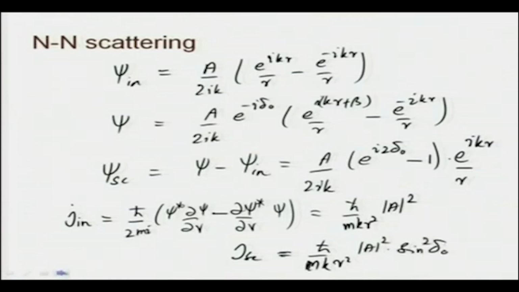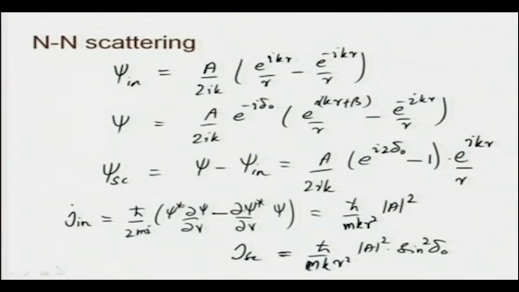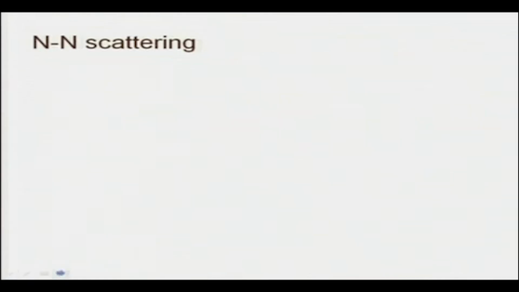Okay. So, this sin square delta 0 part is basically the difference between the initial incoming current and the outgoing or the scattered current. Now, what does this mean actually? How do we actually physically understand this? So, okay, in the scattering, we want to understand this more in terms of some physical quantities. So, let us consider some kind of classical hard ball scattering. Okay.